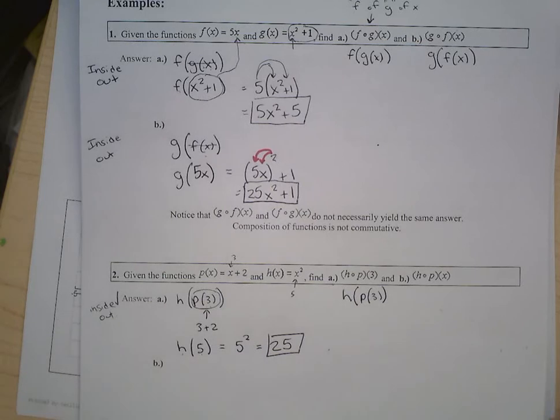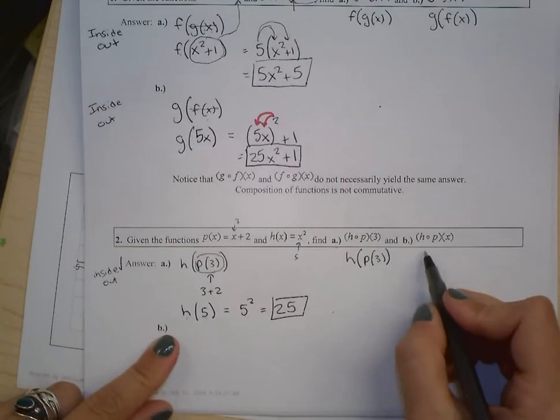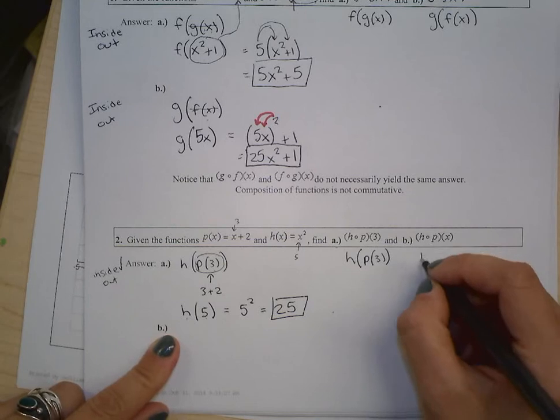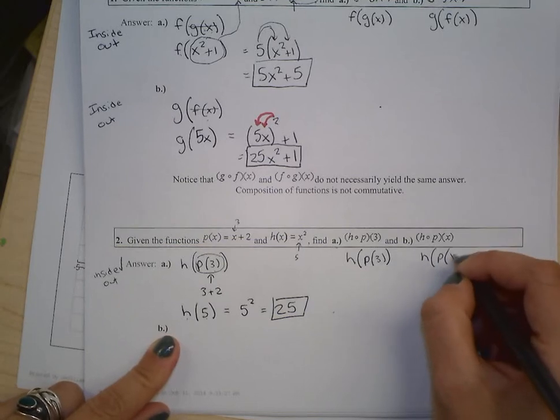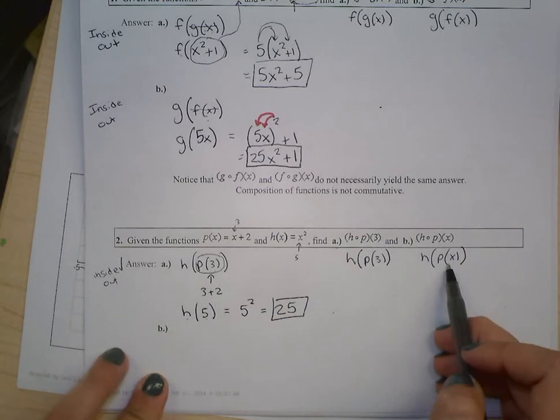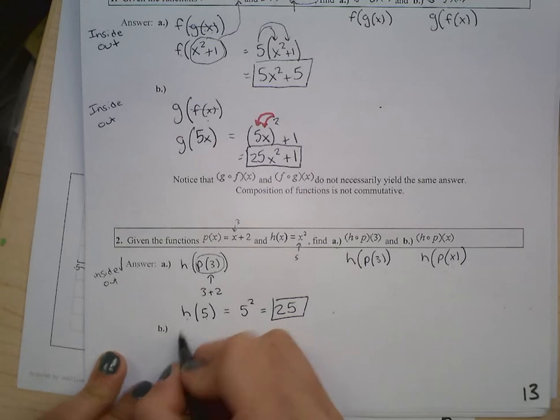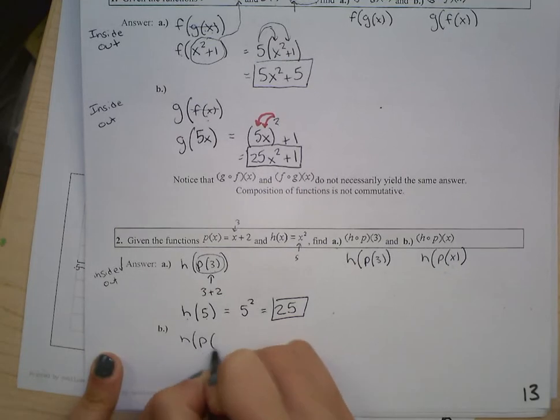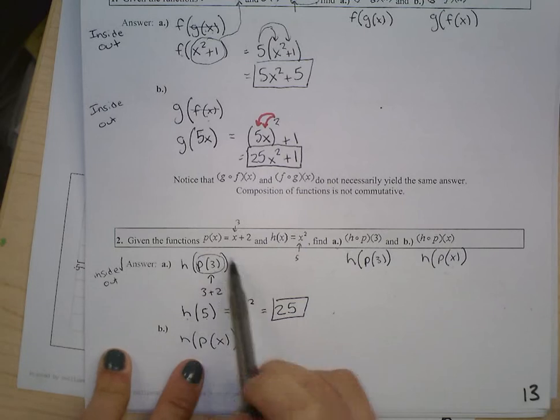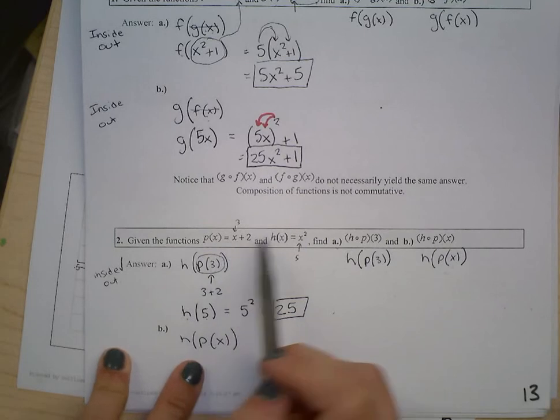Okay, now let's go to part B. Part B is saying I want h of p of x. So I'm not actually specifying a number there. So if I have h of p of x, well, I already know p of x is x plus 2. I don't have to plug in any number.